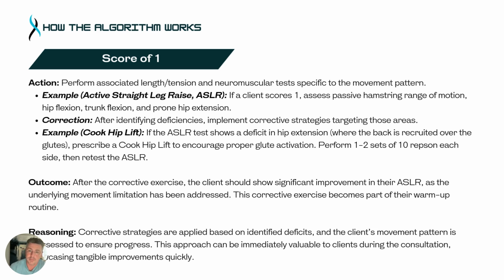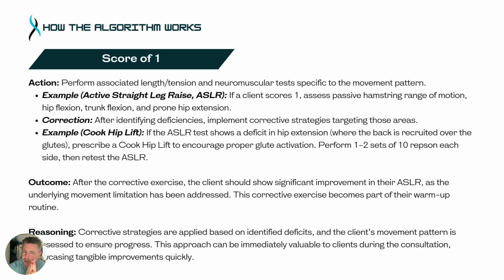Now score 1, we need to perform the associated length tension and neuromuscular test specific to that movement pattern. So example could be the active straight leg raise or the ASLR. If they score 1, we want to assess the passive hamstring range of motion, their passive hip flexion, their trunk flexion movement pattern, and their prone hip extension neuromuscular pattern.